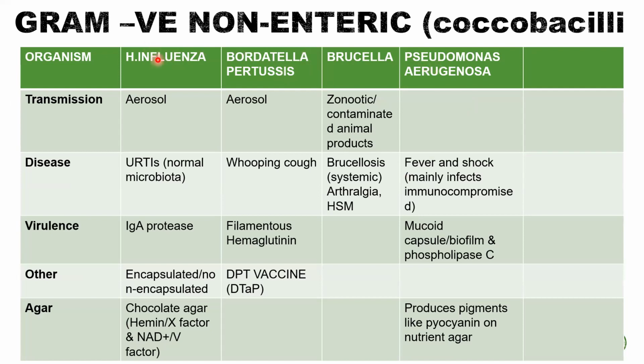Now, Haemophilus influenzae is transmitted through aerosol, which means through the air, and it causes upper respiratory tract infections. From the name influenza, you can remember that when you have influenza, you're coughing and your throat hurts, sore throat. Because it causes upper respiratory tract infections, you can remember that the virulence factor is IgA protease, because that's a mucosal surface. The throat, the airways, the pharynx, these are all mucosal surfaces.